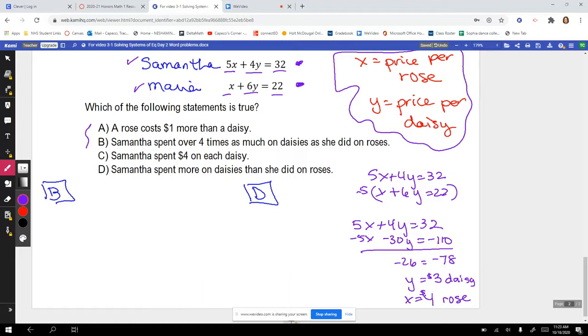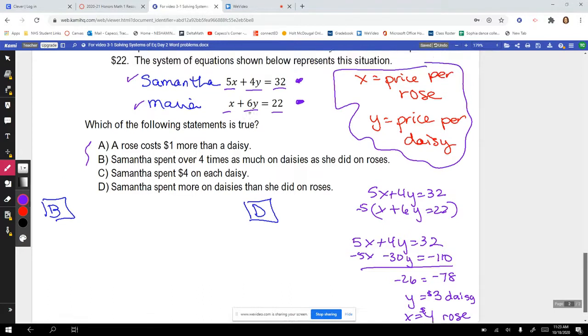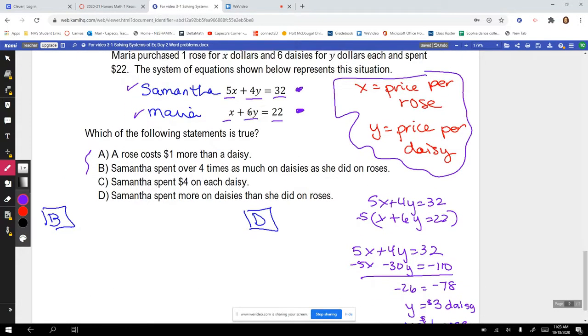Okay, so we've solved it, but now we have to look at our multiple choice. Let's see what we have. I'm going to rewrite this up here so we can see. We have $3 for a daisy and $4 for a rose. So a rose costs $1 more than a daisy. Well, that's true. We're going to keep that there. I don't like to ever just jump on the first one in case you made a mistake, or you think, wait a second, that seems like it's true as well, or maybe the question is which one is false and not true.